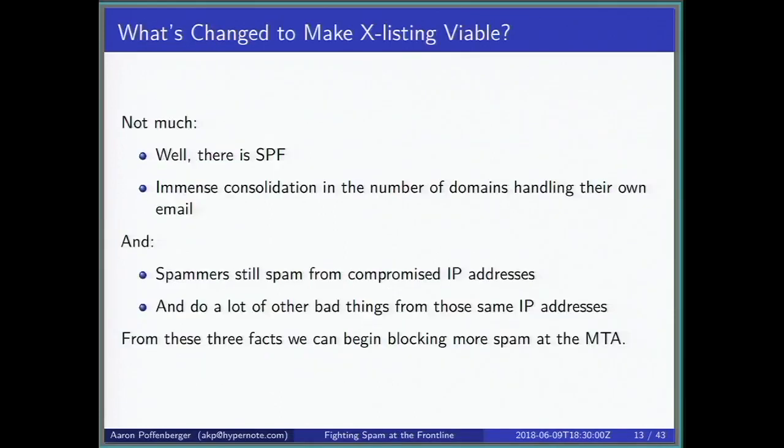Okay, so what's changed to make the various forms of X-listing viable? In some ways, not much. But SPF is a really interesting change, and I'll explain in a few moments why SPF helps us out. There was also an immense consolidation. A lot of companies aren't running their own mail servers anymore. They're using Google. They're using Outlook. They're using some managed provider. Not all. A lot of SOHO folks still run their own. I run my own. A lot of my customers run their own. But for the most part, we've seen a lot of consolidation.